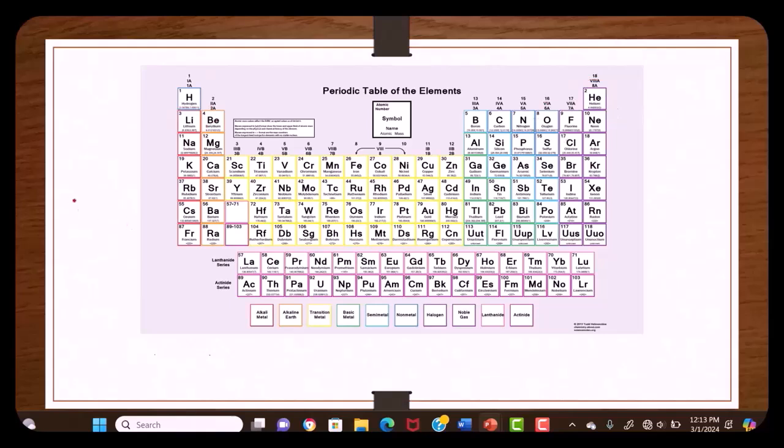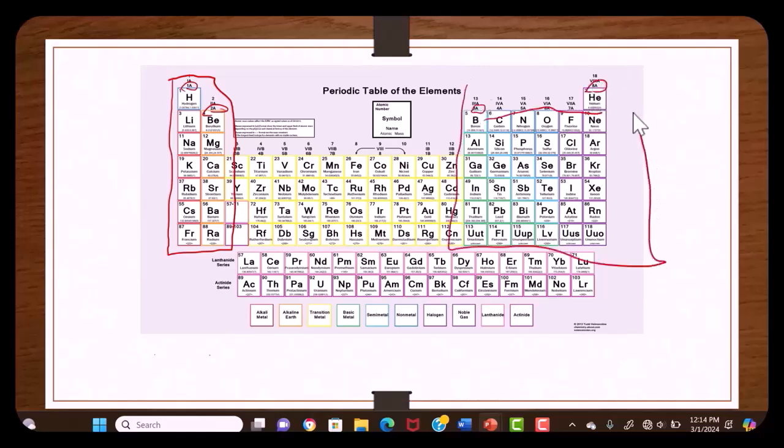In addition to what we learned in Chapter 2, before we start Chapter 3, I want to point out a category on the periodic table that is called the main group elements, and that involves the first and second column, or 1A and 2A. And then I want to go over to column 13 or 3A through column 18 or 8A. And these are called the main group elements.